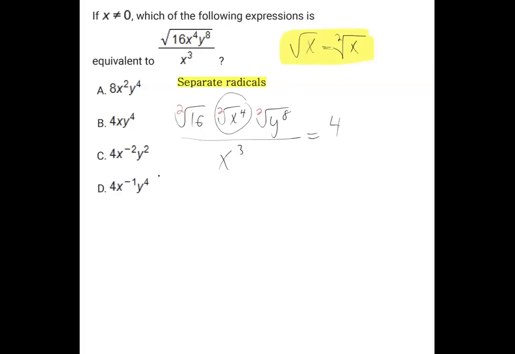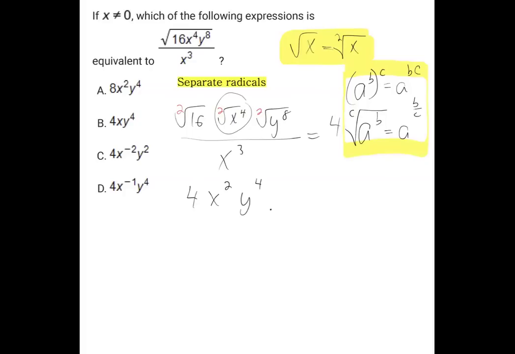But in this situation here, let's go ahead and review a couple of radical rules. If you had a to the b to the c, you would multiply. But if you had a to the b to the c root, you would divide. So in our situation, we're going to divide 4 over 2 and 8 over 2. So here we'll have 4 for the square root of 16. Then we'll have x to the 4 over 2, which is 2, and y to the 8 over 2, which is 4, all over x to the 3rd.